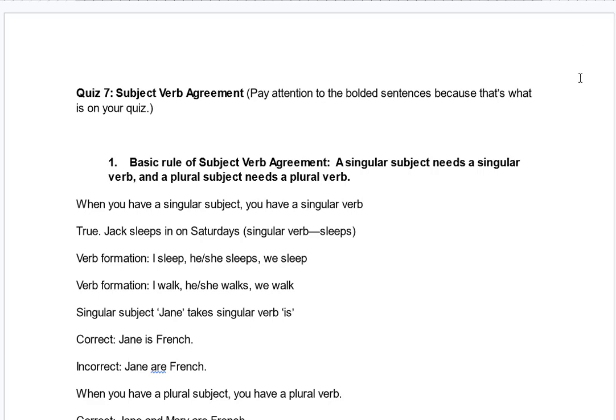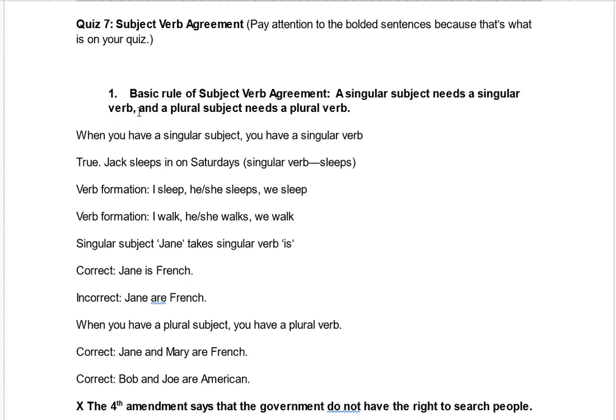So in this quiz, we're going to study subject-verb agreement. Pay attention to the bolded sentences, because those are the exact sentences on your quiz. The basic rule of subject-verb agreement: a singular subject needs a singular verb, and a plural subject takes a plural verb. So when you have a singular subject, you have a singular verb.